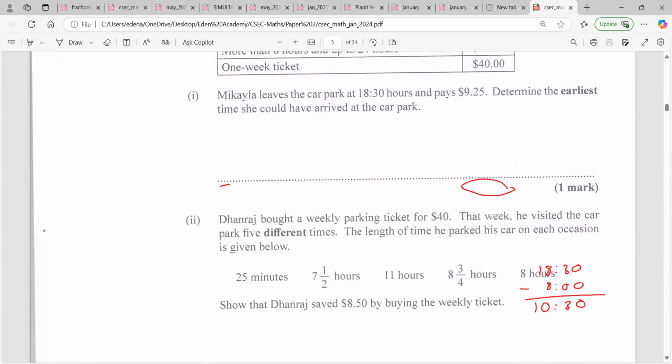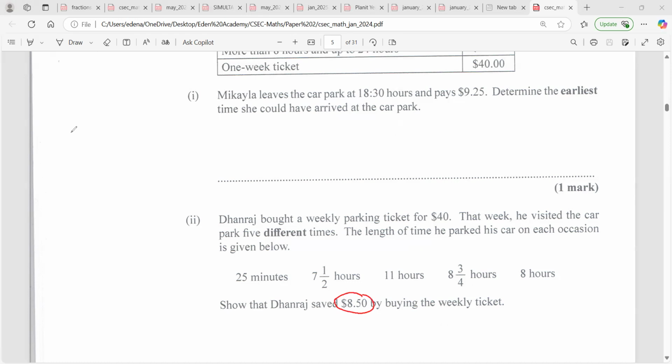All right, the last part of the question says, Danraj bought a weekly parking ticket for $40. That week, he visited the car park 5 different times. The length of time he parked his car on each occasion is given below. And you can see the question says Danraj saved $8.50 by buying the weekly ticket. So in these types of questions, they already told you what the answer is, $8.50. So you know what answer you need to have at the end. You just have to show your work, how you got to that point.